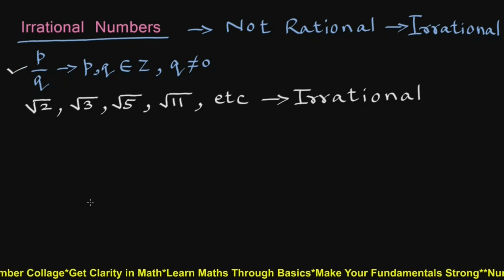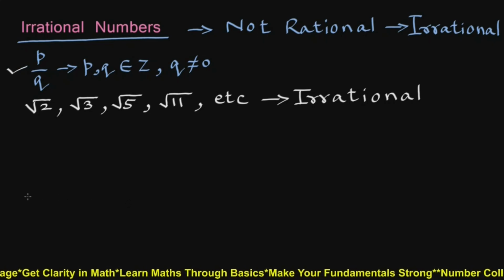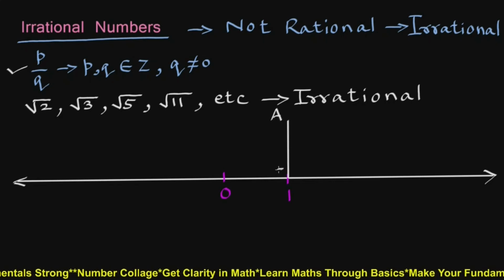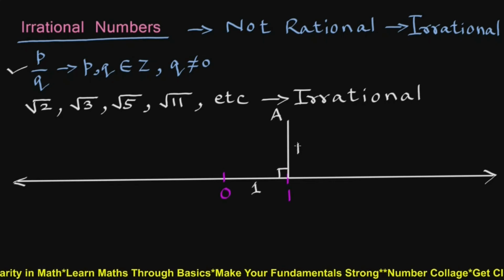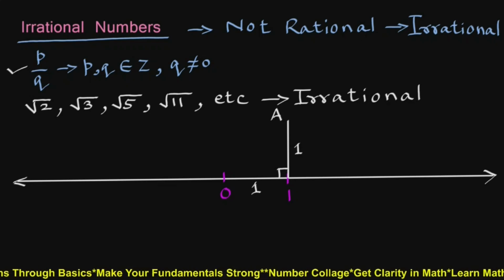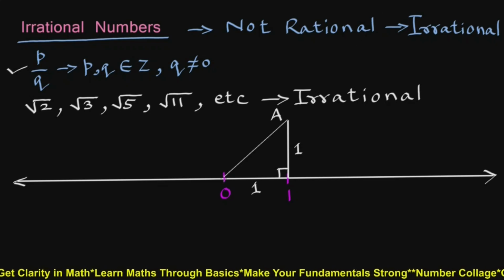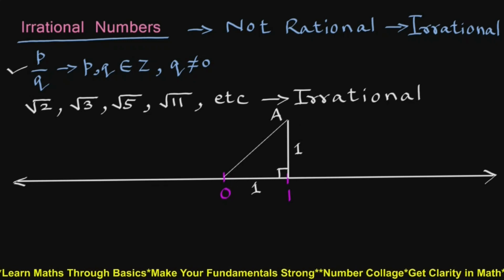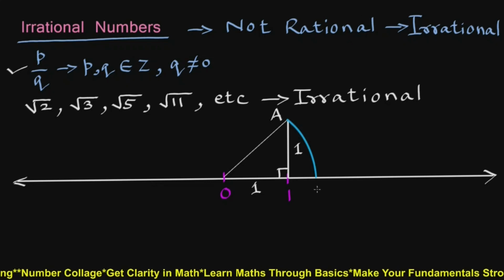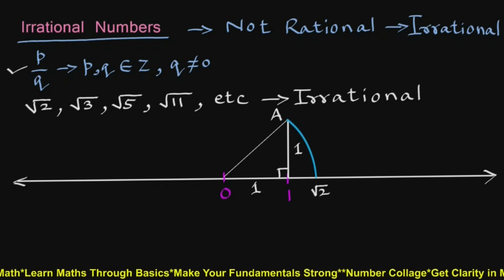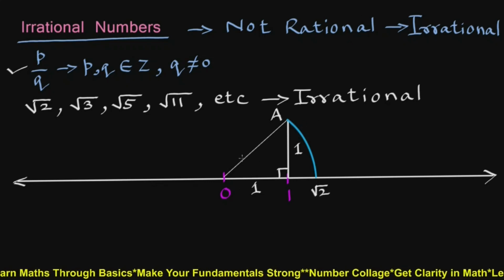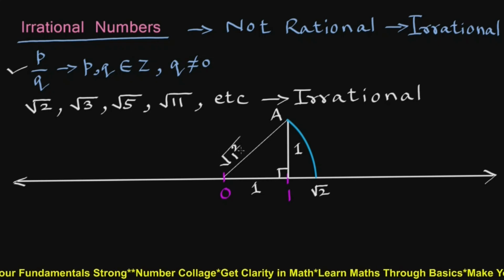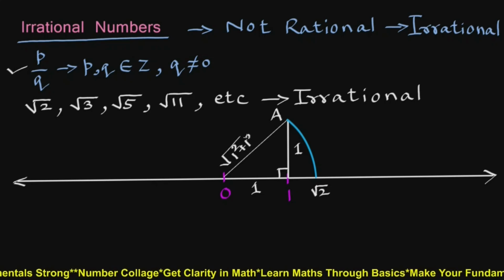We can plot these irrational numbers on a number line where we draw a perpendicular of length equal to 1 unit. Next we join OA. Now with radius OA and center O, we draw an arc which cuts the number line at point root 2, because distance OA according to Pythagoras theorem is square root of 1 square plus 1 square, which is root 2.